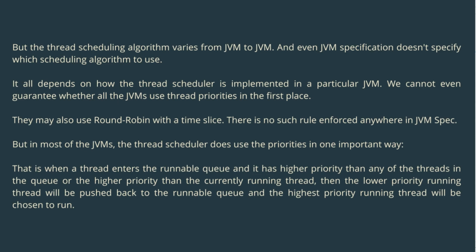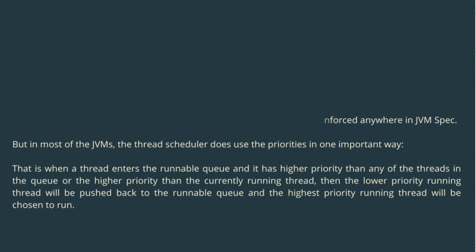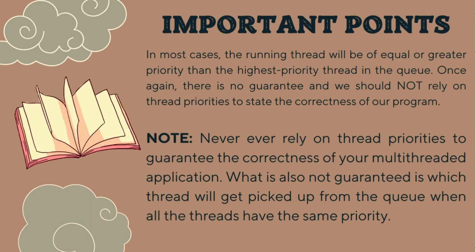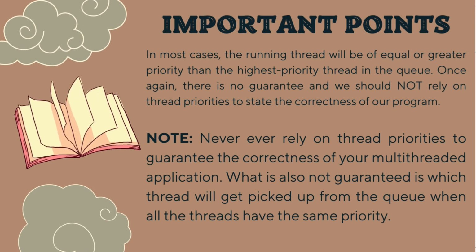That is, when a thread enters the runnable queue and it has a higher priority than any thread in the queue or higher priority than the currently running thread, then the lowest priority running thread will be pushed back to the runnable queue and the highest priority thread will be chosen to run. So in most cases, the running thread will be of equal or greater priority than the highest priority thread in the queue. Once again, there is no guarantee, and we should not rely on thread priority.